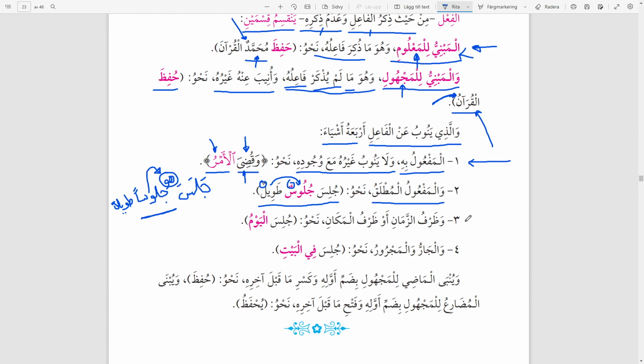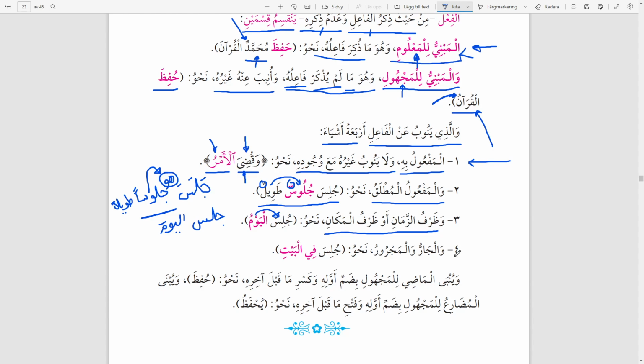And nahu, by the way. So the third kind of word that can take the role of the actor is ظرف الزمان أو ظرف المكان. So جلس اليوم, he sat today. جلس اليوم, with a فتحة. Then you can say جلس اليوم.